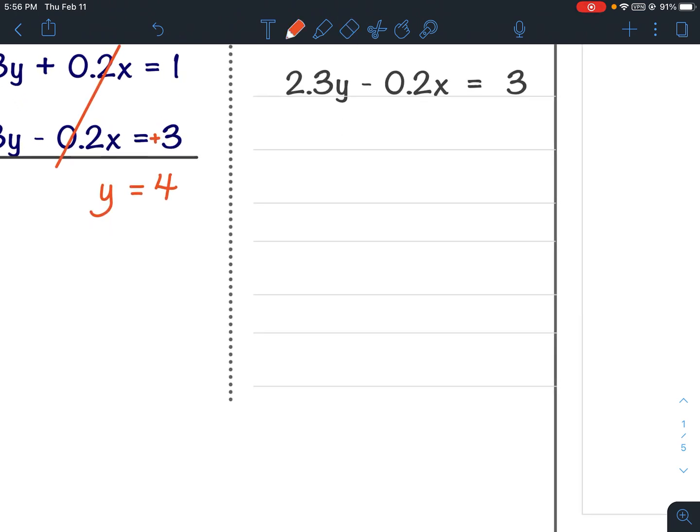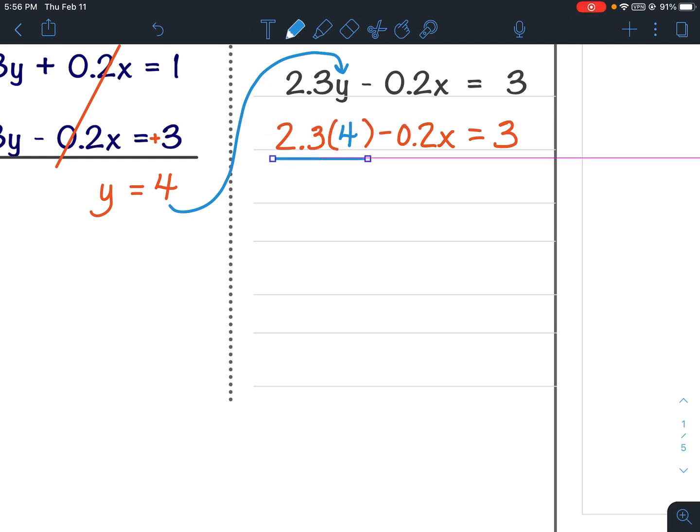All right. So where the y is, I'm going to put parentheses. So I've got 2.3 parentheses minus 0.2x equals 3. And I'm going to put the 4 in for the y. 2.3 times 4 would be the first step, and that would give me 9.2. And I still have minus 0.2x equals 3.